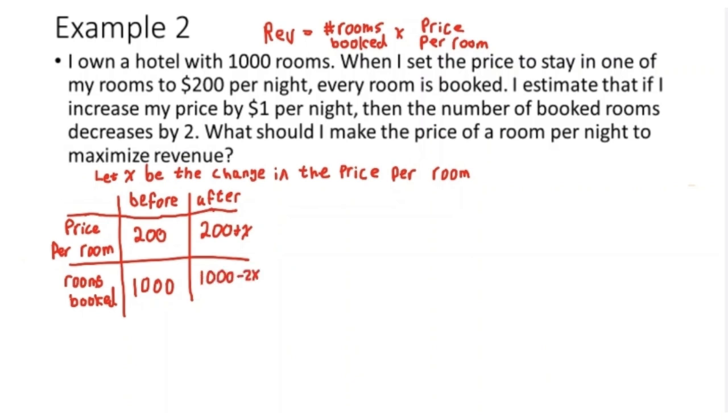Now we can start making our revenue function. Focusing on the price per room and the rooms booked after I make the change, we get that our revenue function, R of X, is equal to 200 plus X times 1,000 minus 2X.